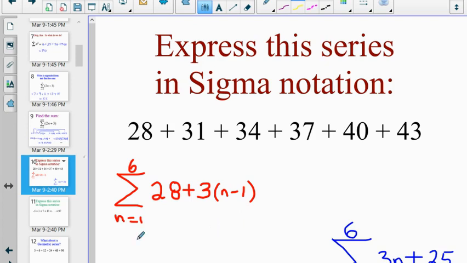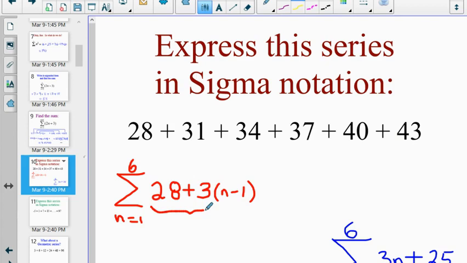And let's make sure that this actually works. When I plug in 1, 1 minus 1 is 0. 0 times 3 is 0. 28 plus 0 is 28. When I plug in 2, 2 minus 1 is 1. 1 times 3 is 3. 28 plus 3 gives me 31. And when I plug in 6 at the end, 6 minus 1 is 5. 3 times 5 is 15. And guess what? 28 plus 15 gives me that 43.